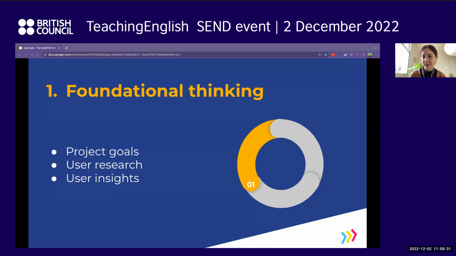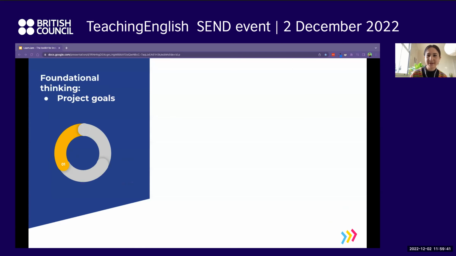Earlier this year at LearnJam, we carried out research for the British Council into how to best support teaching provision in the remote settings of the Americas. So let's look at how we explored that. We looked at the project goals.